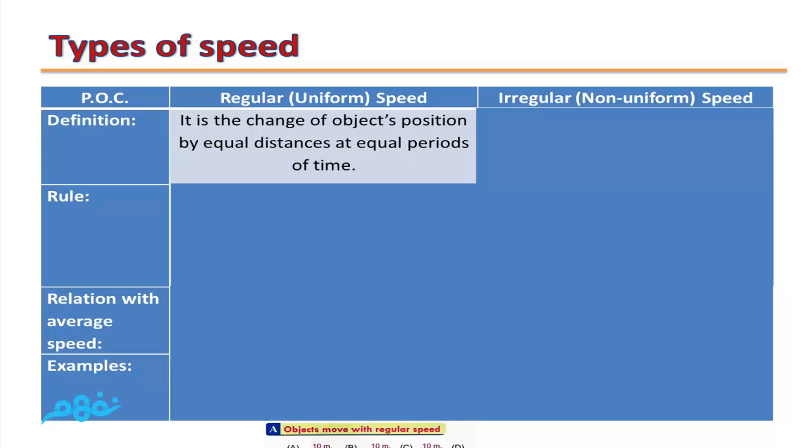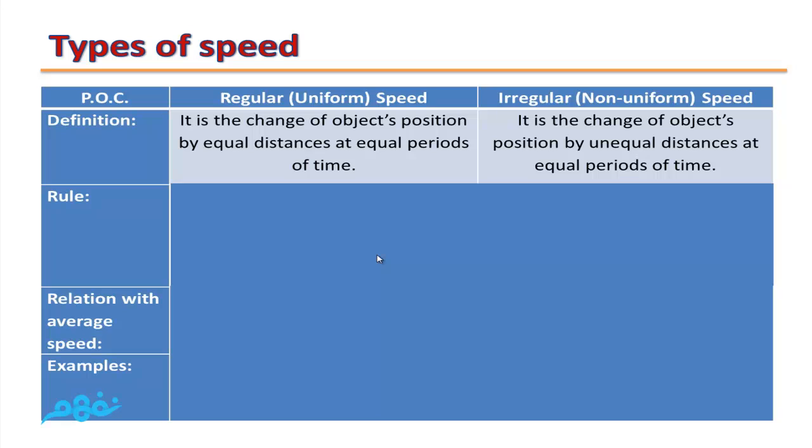As we can see, this car moved from point A to B, a distance 10 meters in 1 second. Then from B to C, also 10 meters in 1 second. Finally from C to D, 10 meters in 1 second. This means that this car is moving with uniform speed because it covers equal distances at equal periods of time.